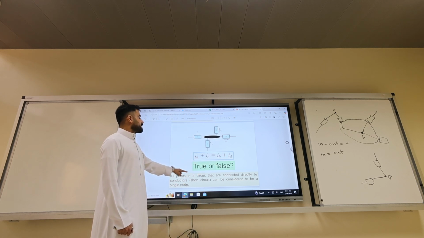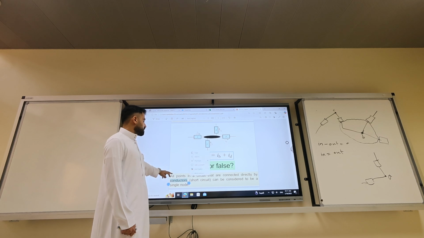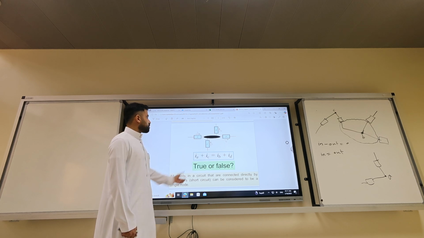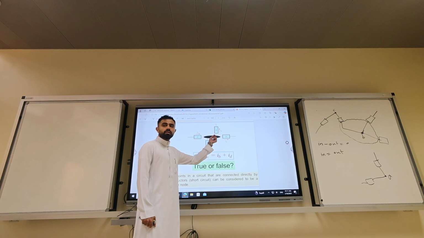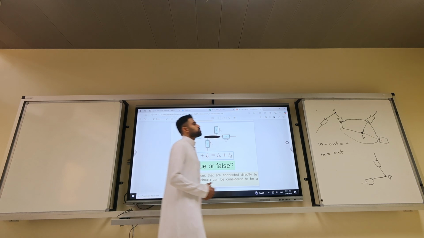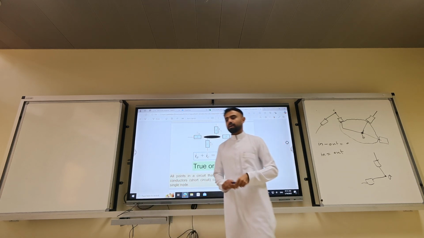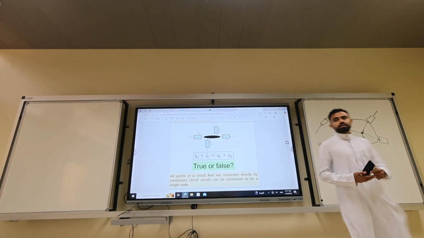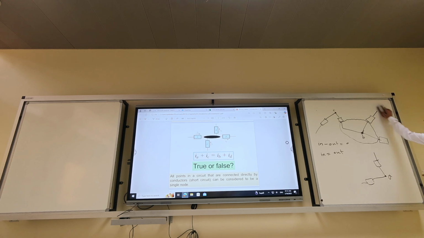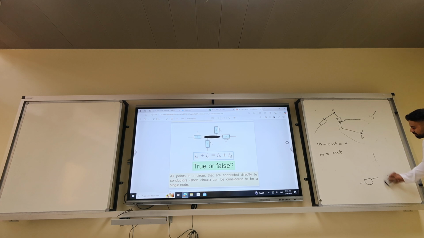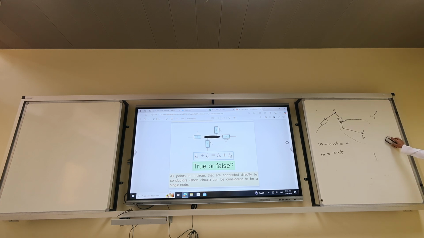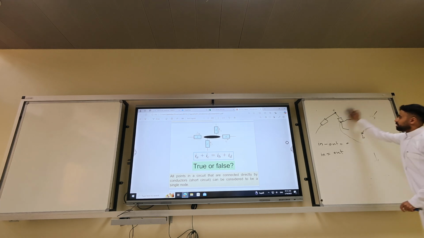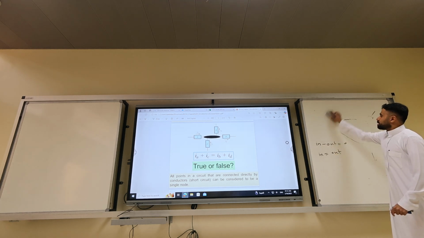All points in a circuit that are connected directly by conductors can be considered to be a single node. So you can make it big, you can make it small. And over time, you should not worry about drawing the dot. How do we have a node when we have only 2 circuit elements connected together? It's like a straight line. Yeah, but it counts as a node because by definition a node is where you connect 2 elements or more. So if you have a straight line, there is a node.